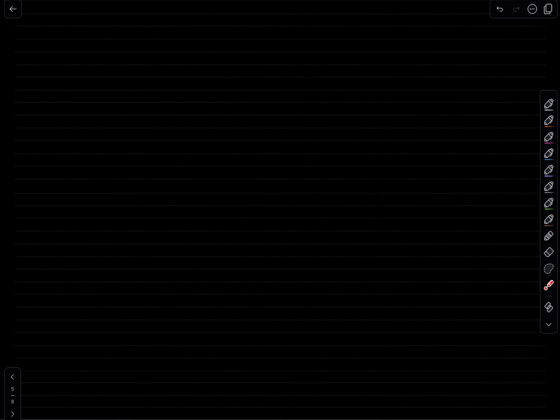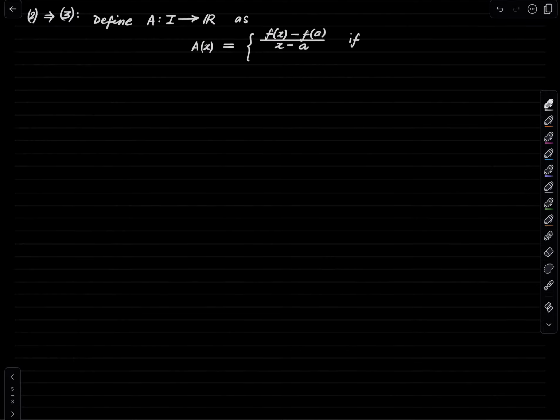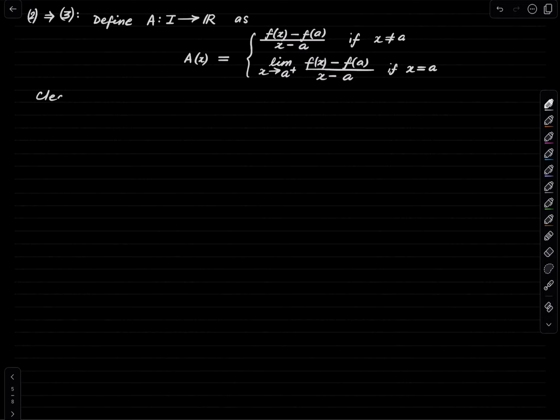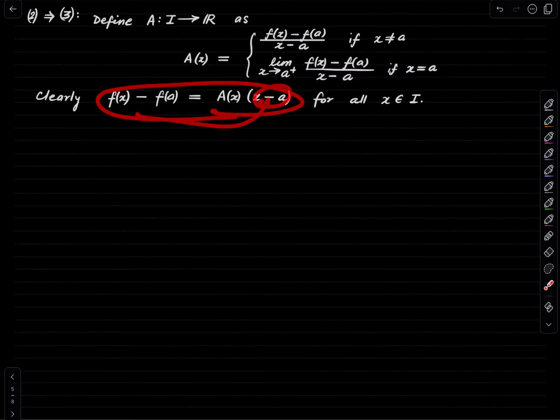So, 2 implies 3. We will just construct that function. So, define this as A(x). So that's our definition of the function A. Clearly this happens for all x in the interval, right? Because if x is not equal to a, then we can just take this to the other side because this is non-zero and that matches. If x is equal to a, both sides are 0. Doesn't matter what the value of A(a) is.